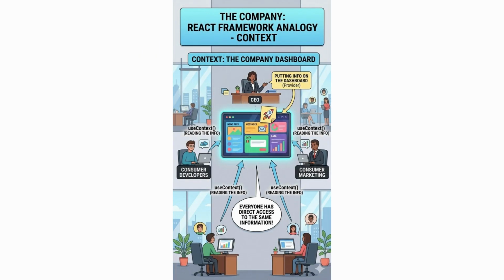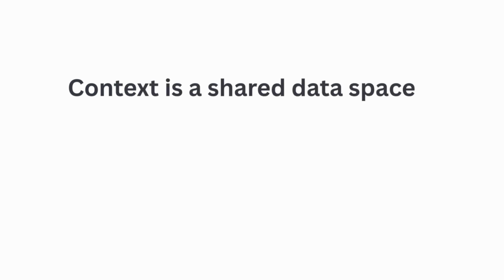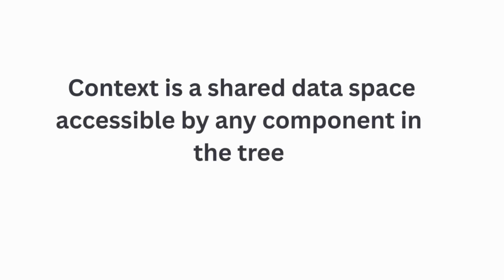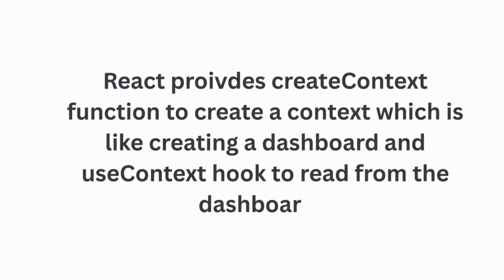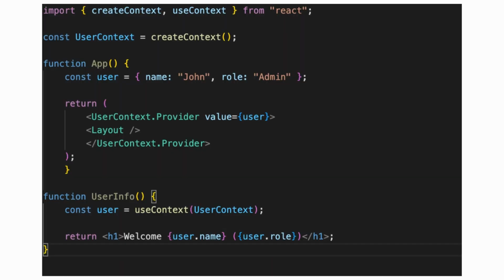In the company example before, a context is like a shared dashboard where everyone has access to it and they can read. So instead of passing codes to every manager, the information is put into a company-wide dashboard and the sales team can check the dashboard directly. In terms of React, it is a shared data space accessible by any component in the tree. React provides the createContext function to create a context, which is like creating a dashboard, and the useContext hook to read from the dashboard. In the following React code, UserContext.Provider is like the company dashboard, and useContext is equivalent to checking the dashboard.